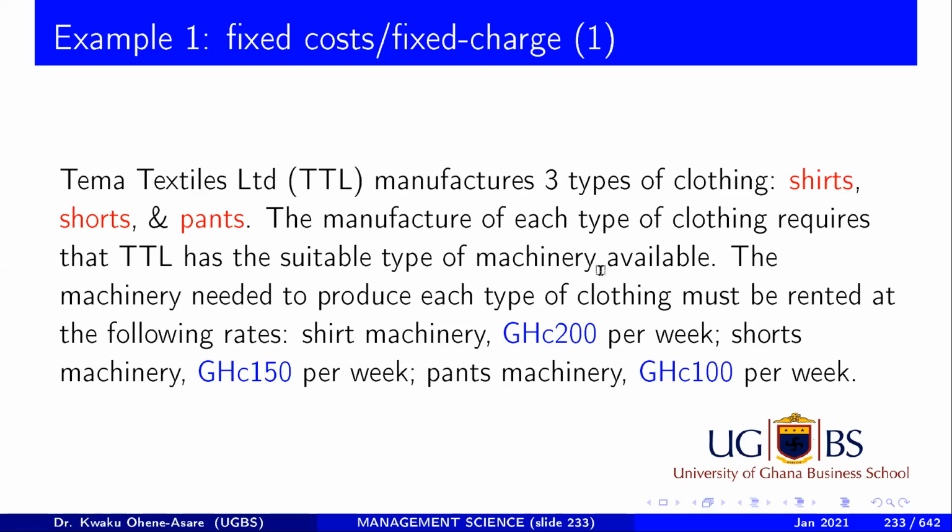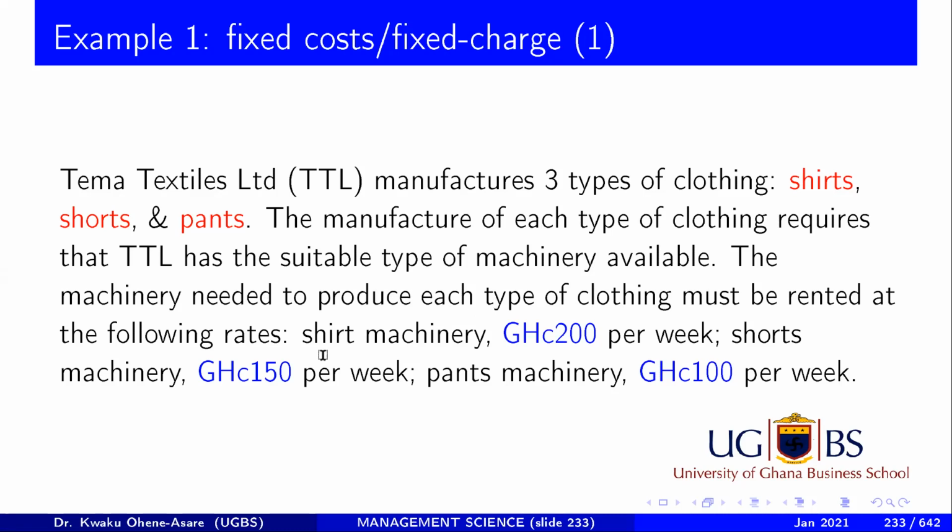Now this is important because that gives us the principle of a binary: something has got to be there for something to happen. That's why I always say that binary is defined as simply something that is there and something that is not there. Okay, let's move on. The machinery needed to produce each type of clothing must be rented.